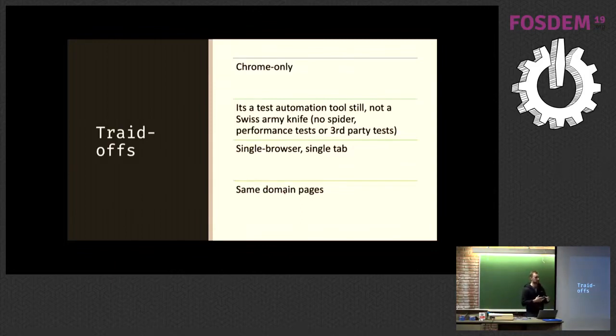And it works on the same super domain pages inside the scope of one test. So in one test, you can use star.google.com, but you cannot use star.google.com and star.facebook.com. So you cannot visit multiple super domains in one test.